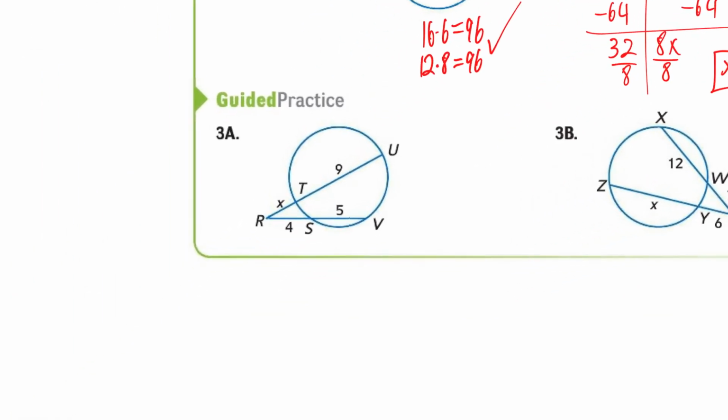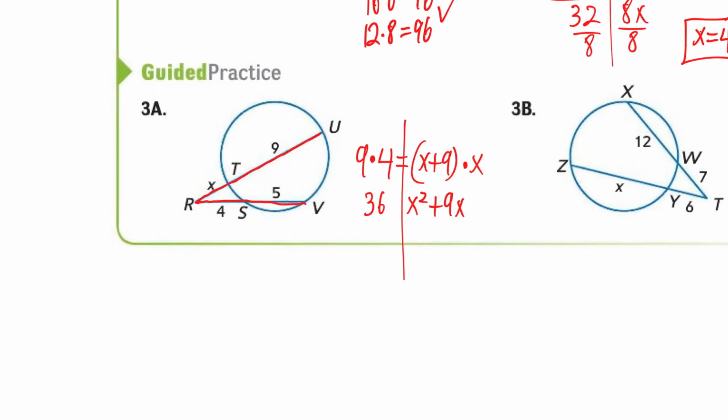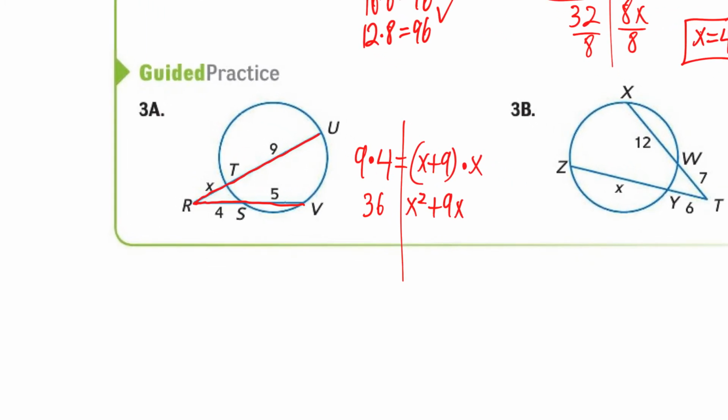All right, on this one, how long is this whole thing right here? 9. 9 times the outside piece? 4. 4 equals how long is this whole thing? x plus 9. x plus 9 times how long is the outside piece? x. Okay, so we get 36 equals x squared plus 9x. On this one we're not going to be able to cancel out that x squared term. There are a lot of ways to solve this. This is the way I'm going to do it: I'm going to take 36 from both sides. So 0 equals x squared plus 9x minus 36.